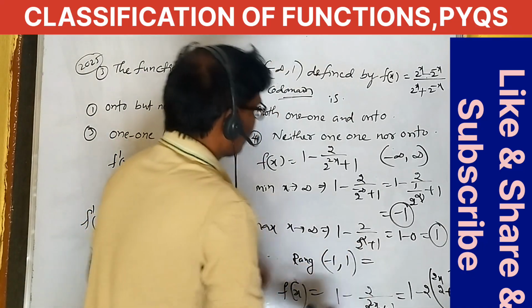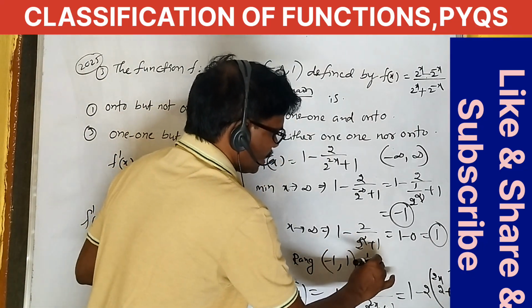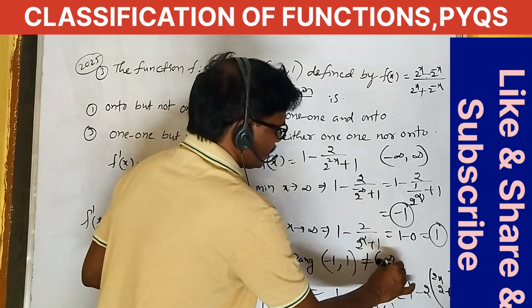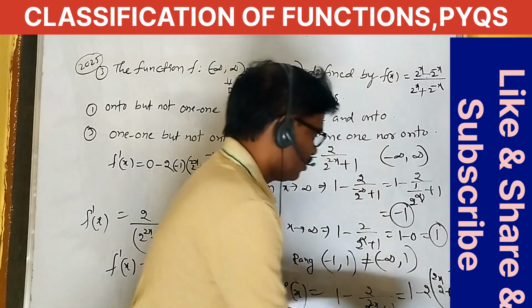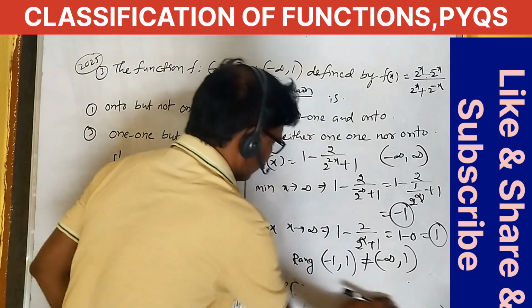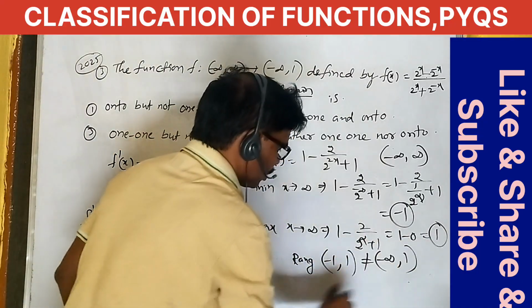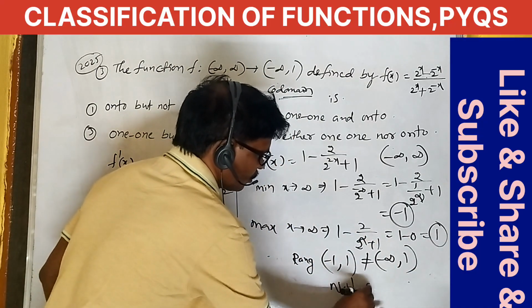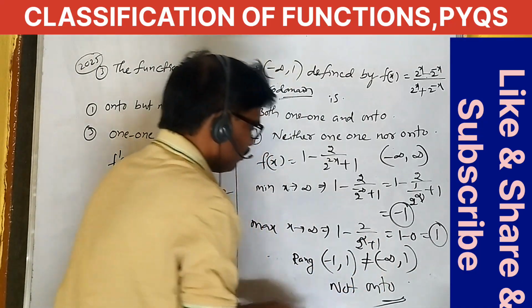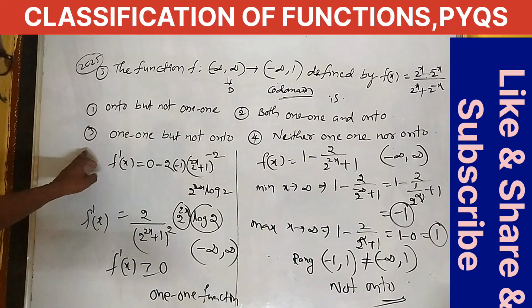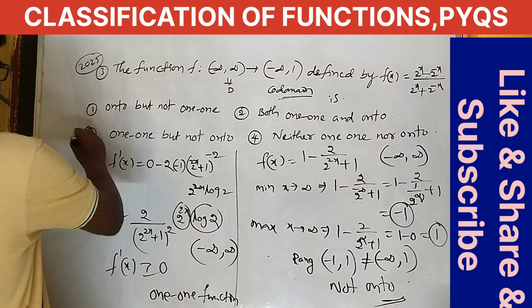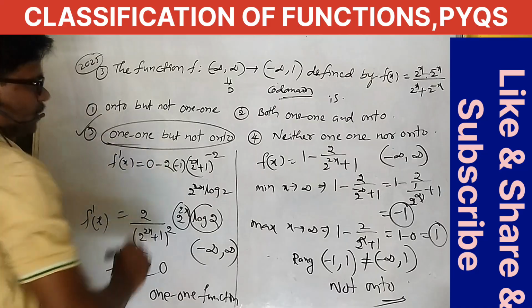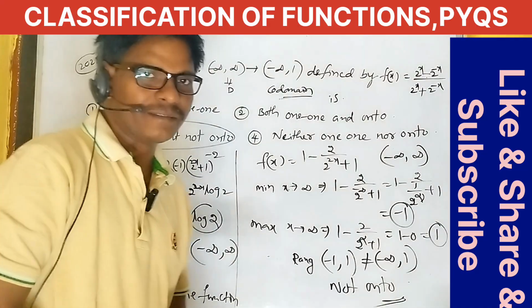What is the codomain? The codomain is not equal to minus infinity to 1, so this is not an onto function. Which option is correct here? One-one but not onto. Option 3 is the correct answer. Understand? Okay, right.